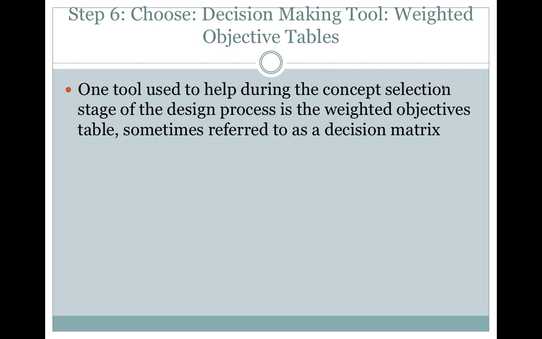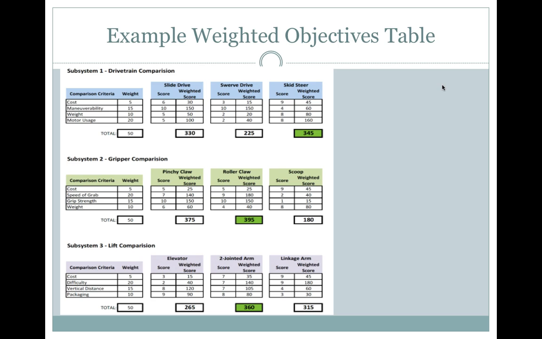Decision-making tool: weighted objective tables. One tool used to help during the concept selection stage of the design process is the weighted objectives table, sometimes referred to as a decision matrix. Here are some examples.